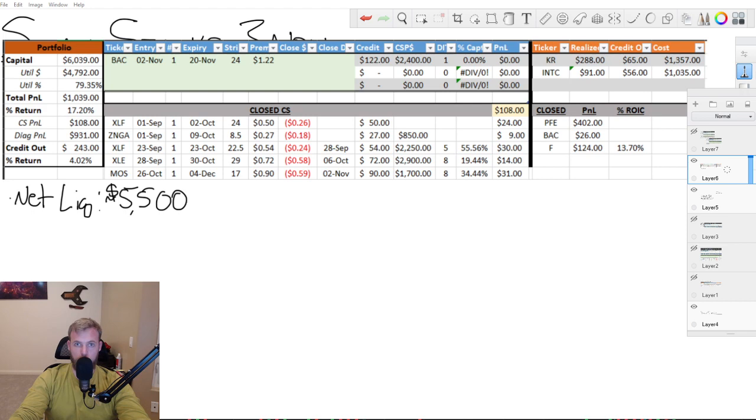All right. So right now, when we look at the portfolio, utilization is at $4,800, which is around 80% utilized. We've made about $1,000 on the account, which is a pretty solid return. It's 17% since I started this on the 1st of September. The vast majority of profit is still coming from the diagonals. And right now, there is $243 in premium out in the market, which would be about a 4% return on the account.